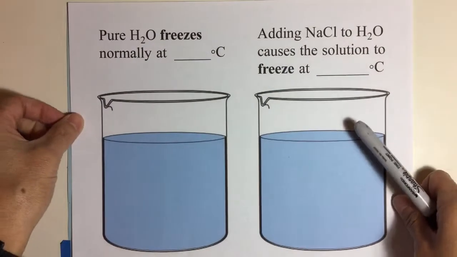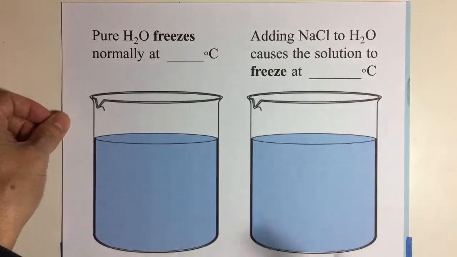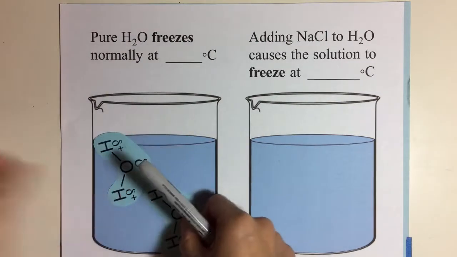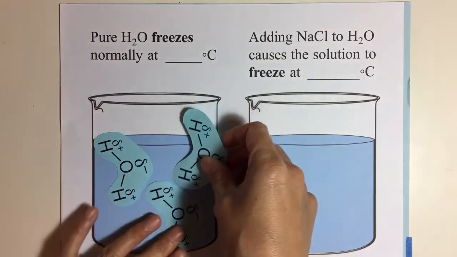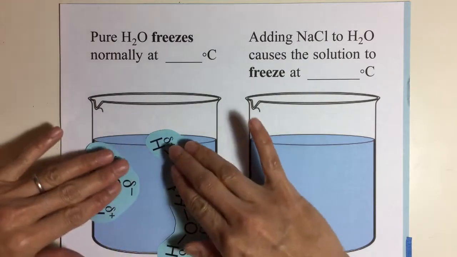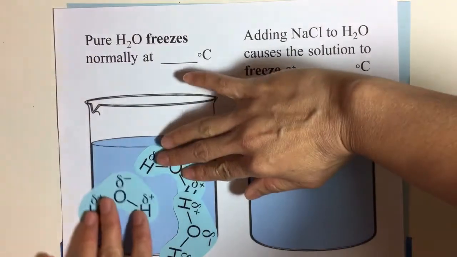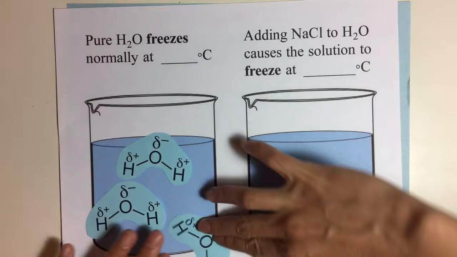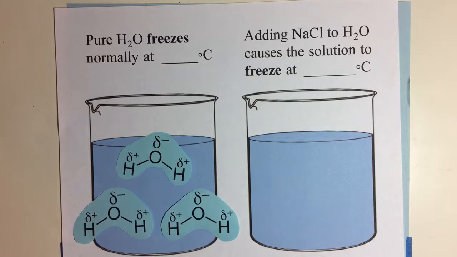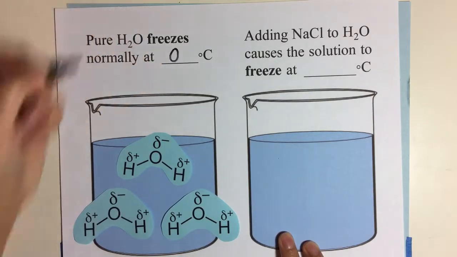However, when you're freezing, you're taking the pure liquid, and you're going to organize those particles to freeze. So here's the liquid. It's pretty disordered. These particles are sliding past each other in the liquid form. But when you're trying to freeze it, what happens is you're orienting these particles to be more organized, so that the partial charges, opposite charges, are attracting each other. So normally pure water freezes at 0 degrees Celsius.